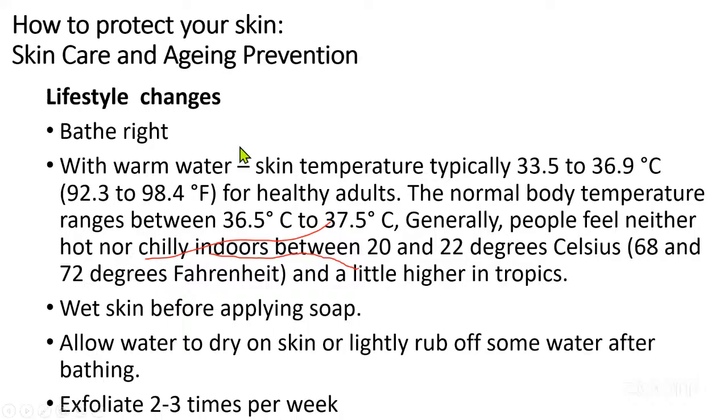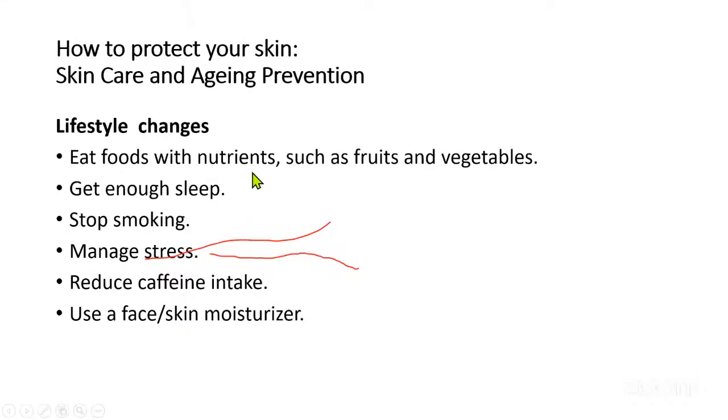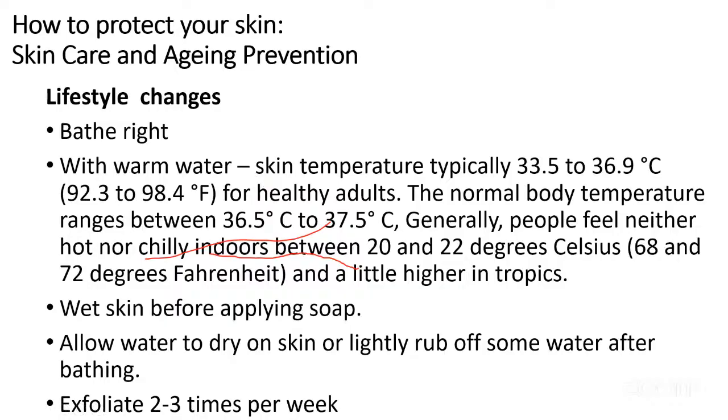Then another lifestyle change that should be done to prevent or reduce skin aging is bathing right. You should bathe with warm water. You know, it's not easy to get warm water here, but yes, you can. If you can boil water, you can keep it in a flask for 3 days just for your face alone. You cannot do it for all parts of your body. The skin temperature is 33.5 to 36.9 for healthy adults. The normal body temperature is 36.5 to 37.5.